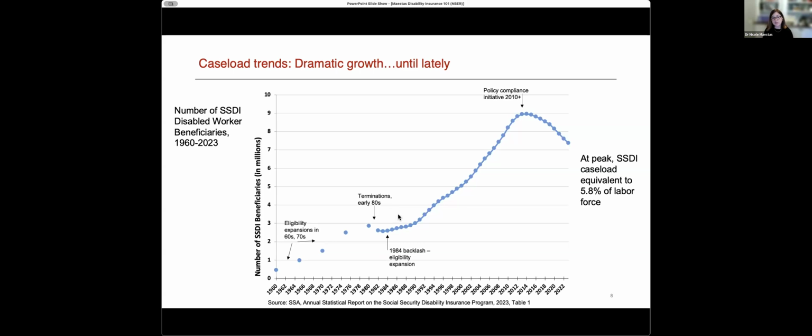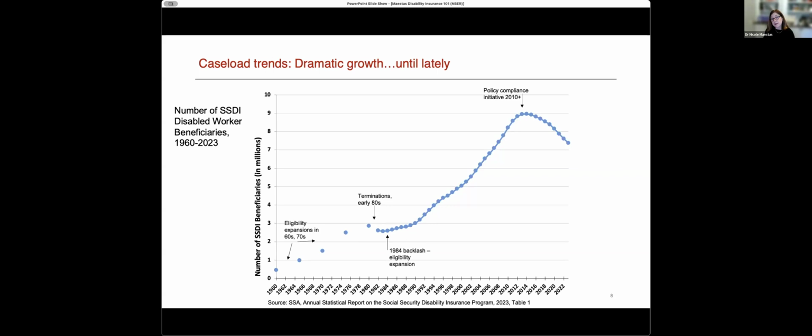There was concern about how fast the program was growing, and in the 1980s, some of you might remember, this was under the Reagan administration, there were some very high profile and tragic terminations of people with mental illness from the program. That prompted a big backlash that I think most people would argue really set the program on a course for growth over the next several decades.